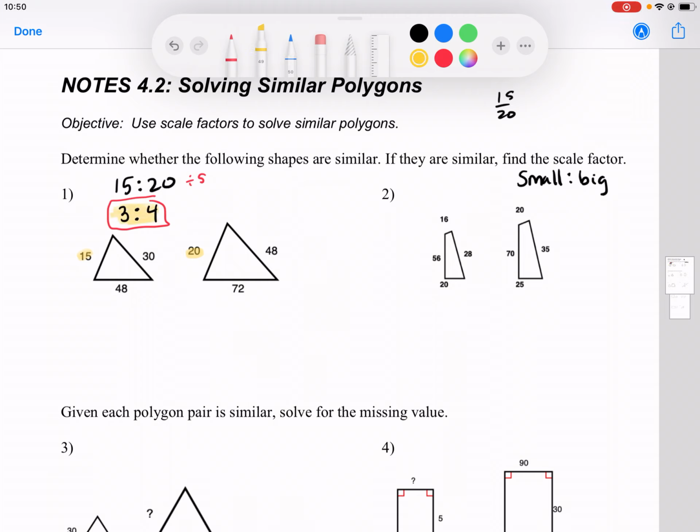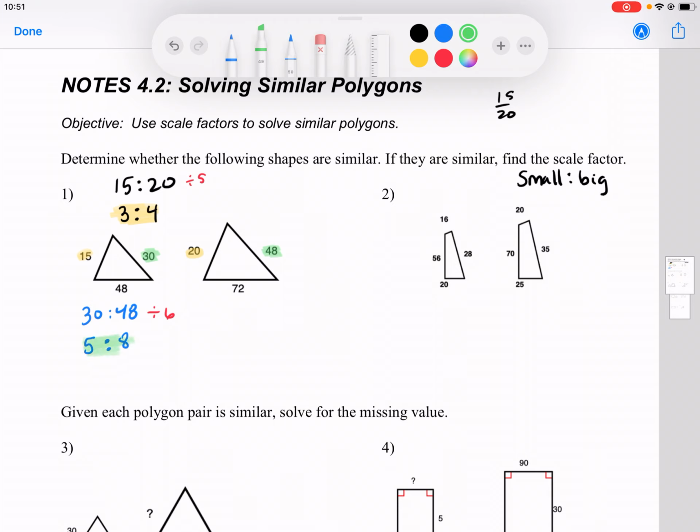Now, I shouldn't have circled that because it's not necessarily the answer. So now we're going to do our next side. I'll highlight the 30, which is going to go with the 48. So I'm going to do 30 to 48, and once again I'm going to find common factors. I can divide both 30 and 48 by 6, and then 30 divided by 6 is 5, 48 divided by 6 is 8, and 5 and 8 don't have any common factors, so that's that one.